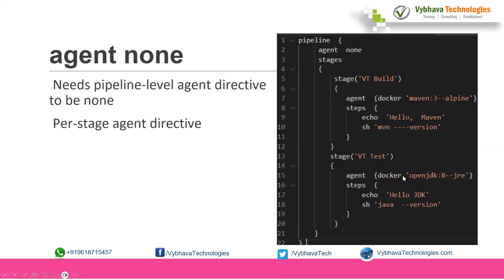Here, another Docker. So this is Maven and this is Java. If you look, both are using different agents. This could be one of the real-time requirements, when you want one stage to work with one particular Docker image and another stage to work with another image. In that case, at the global level, you can define agent none. So for per-stage agents, if you are going declarative, then you can use agent as none.